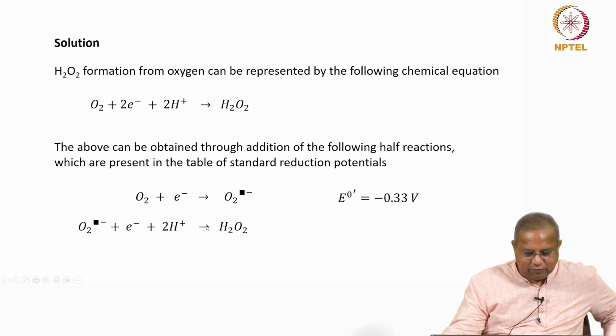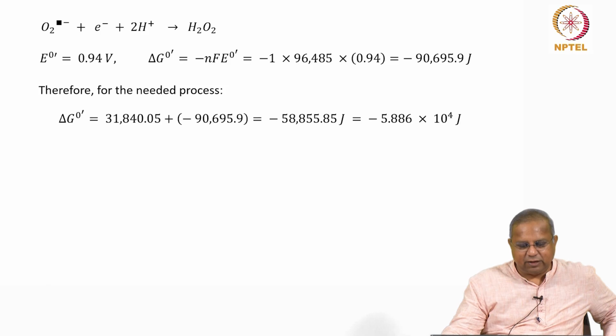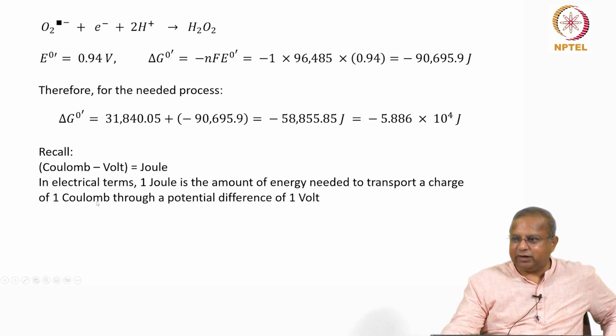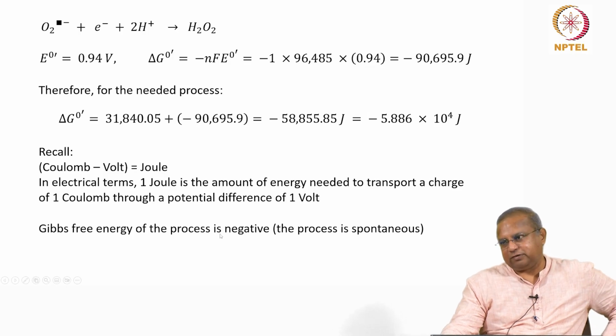If you recall, these were the two half reactions. We needed to add these half reactions to get this reaction. And therefore, we need to do the same for the delta G naught dash values too. If you do that, you get minus 5.886 times 10 to the power 4 joules. Recall coulomb volt is nothing but joule. Therefore, in electrical terms, 1 joule is the amount of energy needed to transport a charge of 1 coulomb through a potential difference of 1 volt by basic definition, and the Gibbs free energy of the process is negative, and therefore, the process is spontaneous. Right.